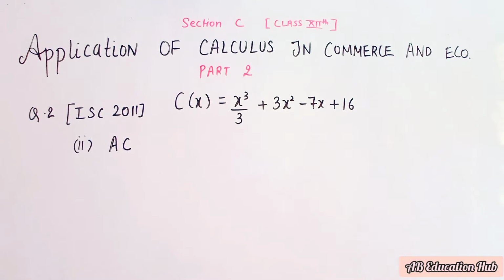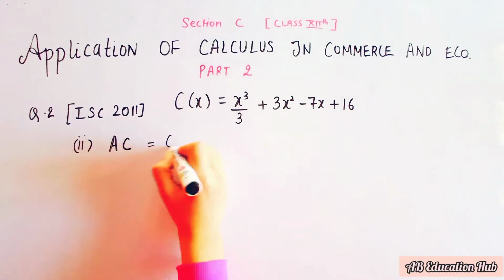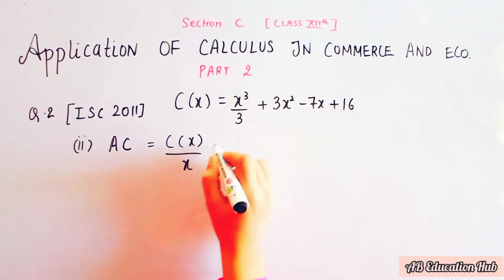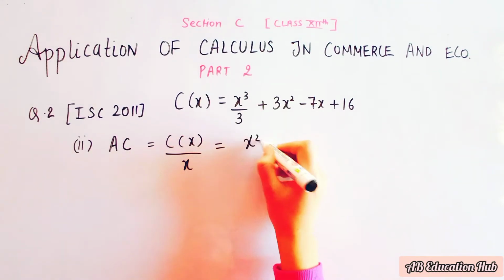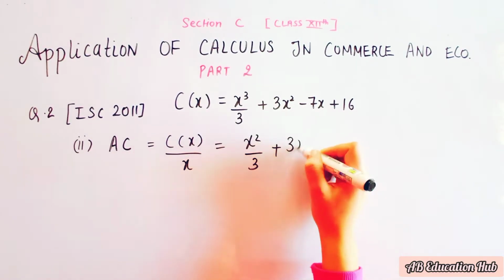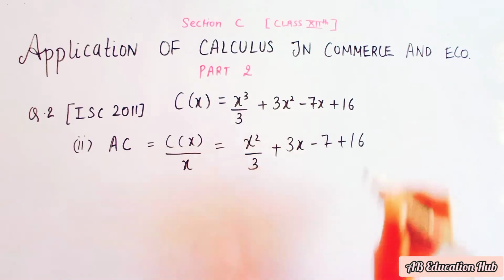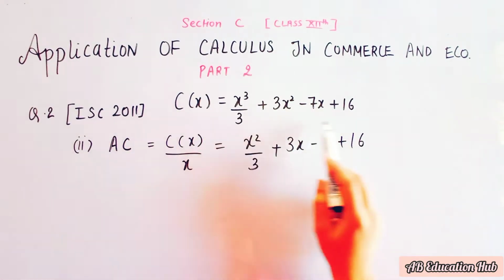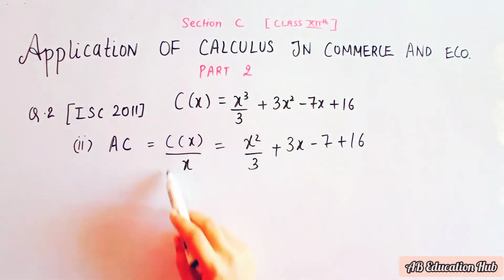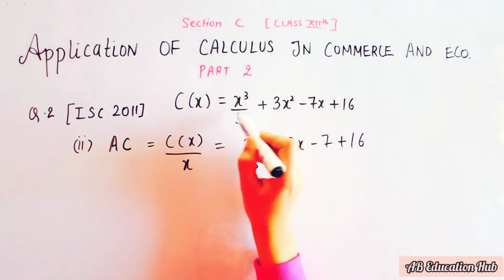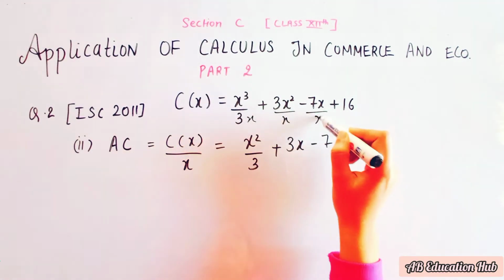The second part is to find the average cost, which is equal to C of x by x. It will be equal to x squared by 3 plus 3x minus 7 plus 16 by x. You just need to divide this cost function by x like this. Divide by x, divide by x, divide by x.